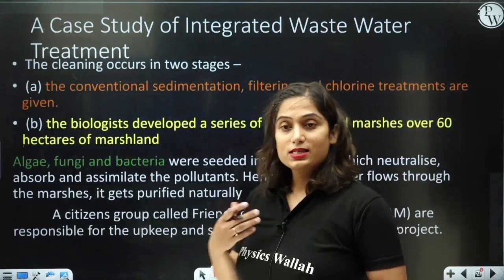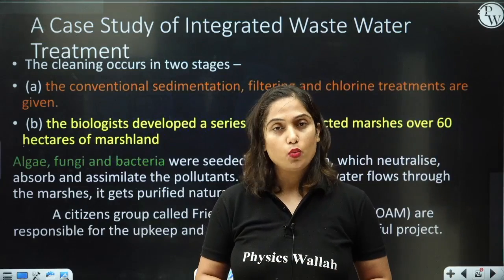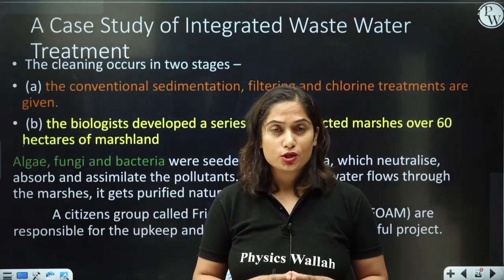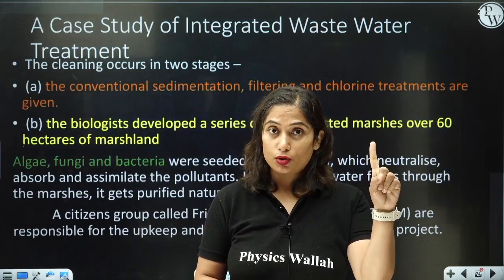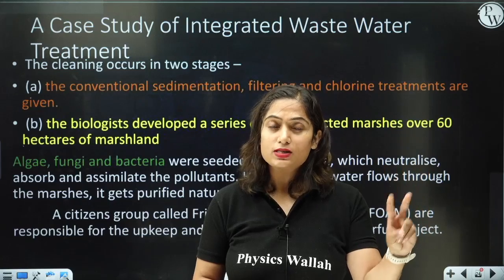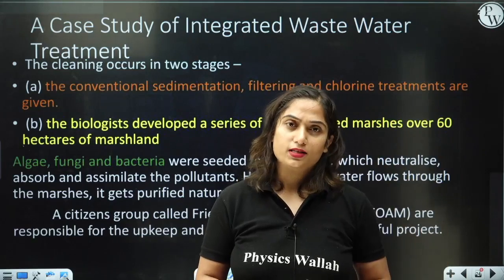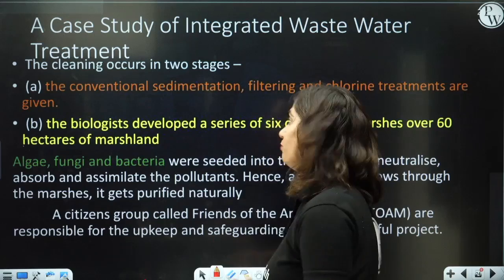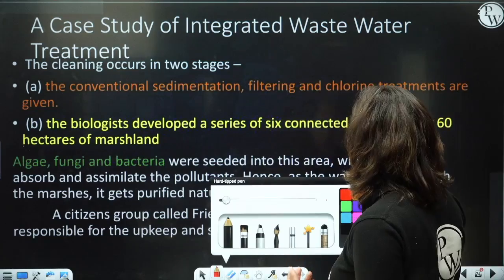Now, a case study of integrated wastewater management. What is integrated wastewater management? It is a method by which the polluted water is treated with the help of both artificial methods and natural methods. That means we are treating the water with the help of both artificial and natural methods. That is called integrated wastewater management. And a very important example of this is FOAM, that is Friends of Arcata Marsh.